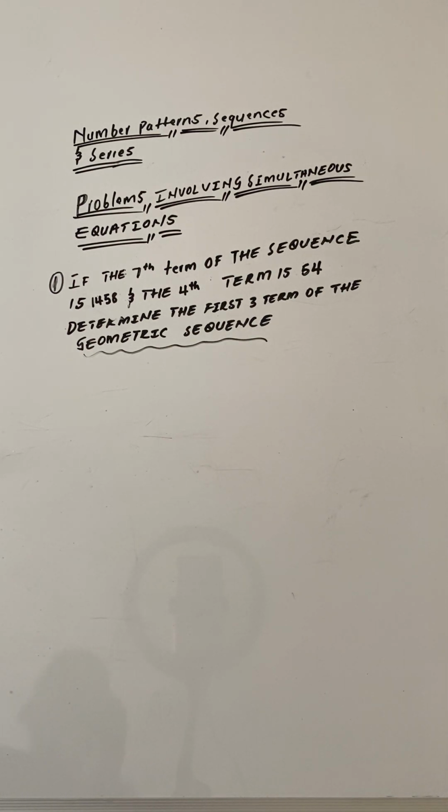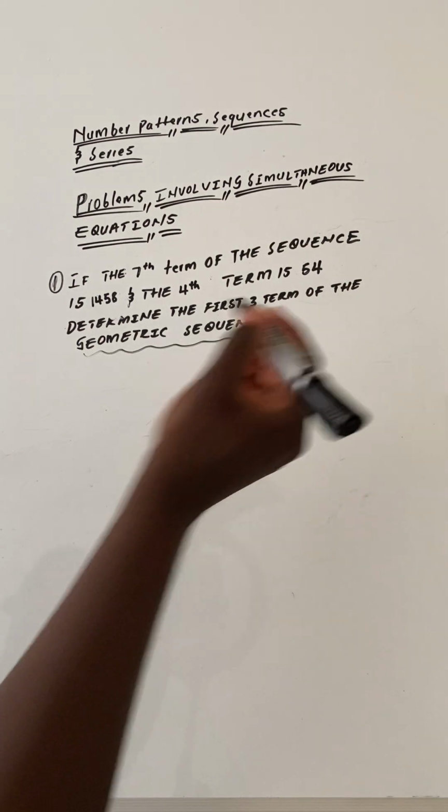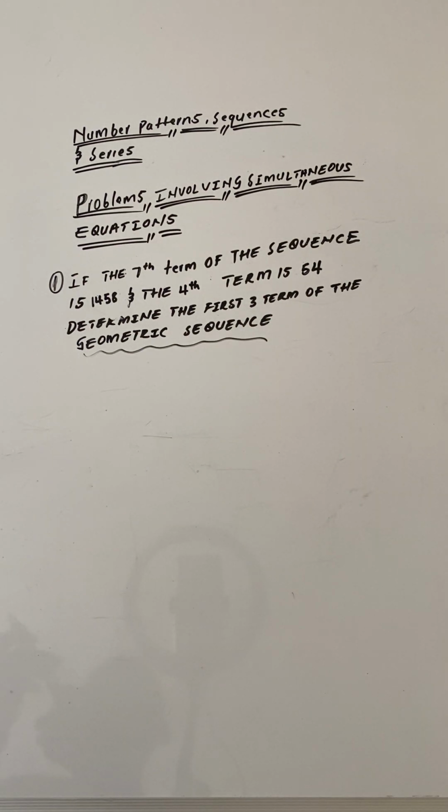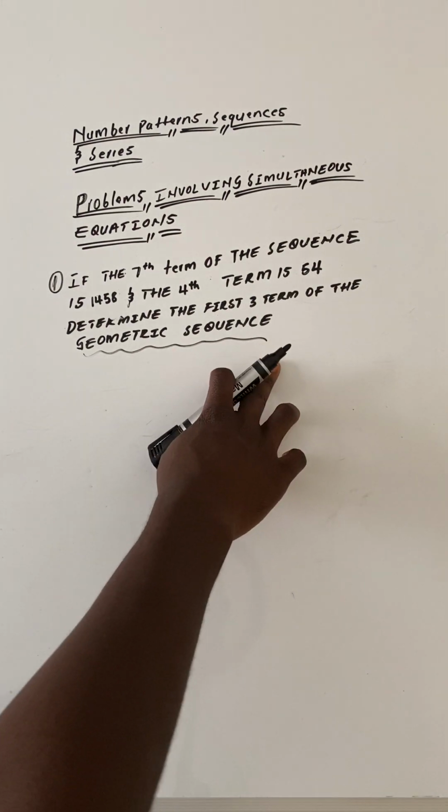Now let us check on how to deal with this question. If the seventh term of the sequence is 1458 and the fourth term is 54, determine the first three terms of the sequence. So this is the question here. We are determining the first three terms of the geometric sequence, so everything that we've learned about the geometric sequence applies.